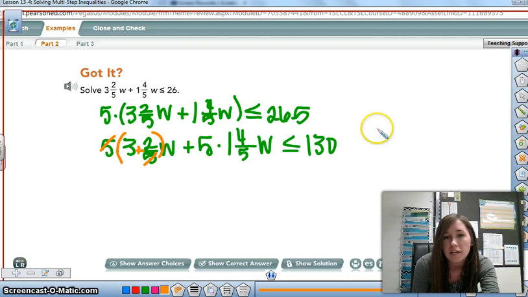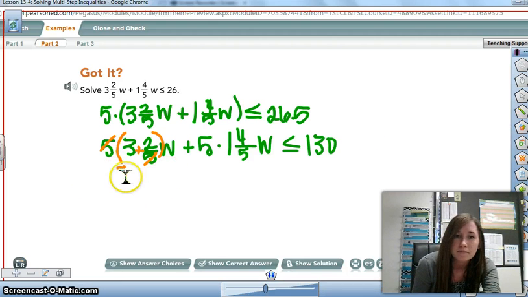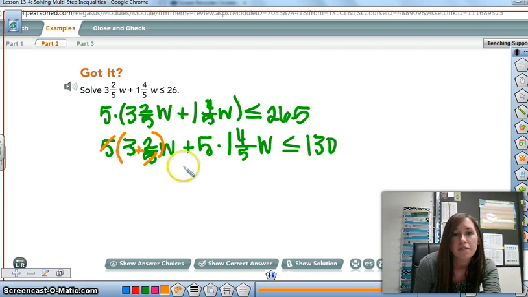Okay, so we did 5 times 3 was 15. 5 times 2 fifths is just 2. That means really we just have 17W. It's kind of some mental math.